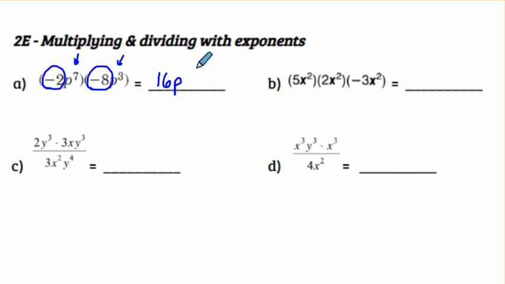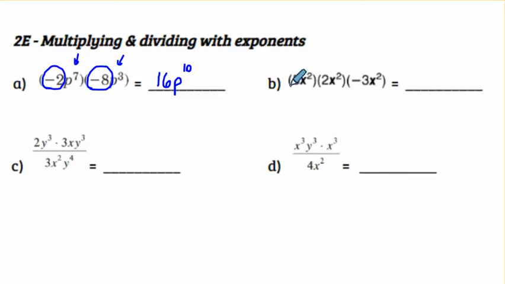If you're not sure, just think about what this really means. This means 7 p's being multiplied together. This is 3 more p's being multiplied together. So when we put them all together, we have 10 of them. So hopefully you remember that the rule is just to add those exponents. 7 plus 3 is 10.